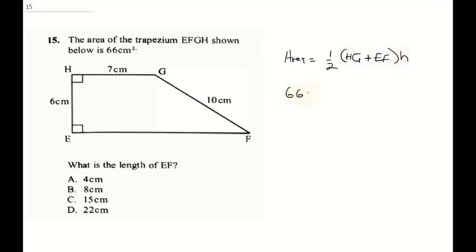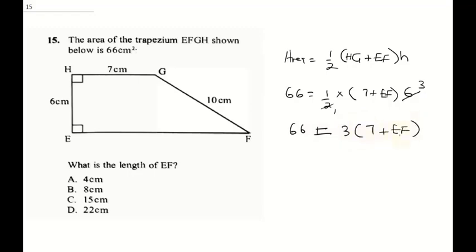And our area is what? 66 is equal to 1 over 2 times our parallel side is 7 plus, now EF is not given, and our height is 6. So from here, half of 6 will be 3. So this will be 66 is equal to 3 into 7 plus EF. Okay, so this means 66 will be 3 times 7 is 21 plus 3EF. So this will be 66 minus 21 is equal to 3EF.